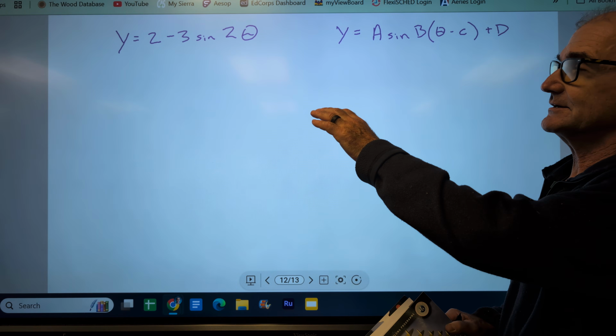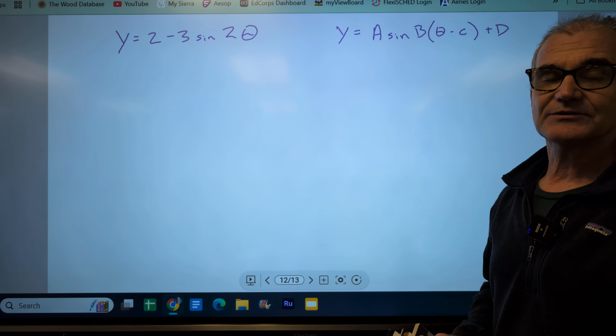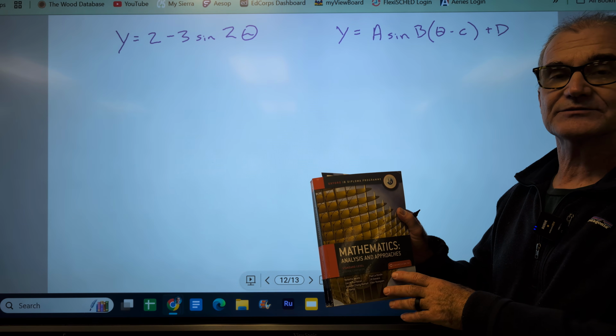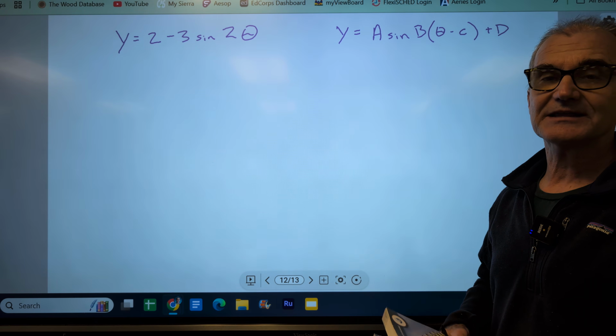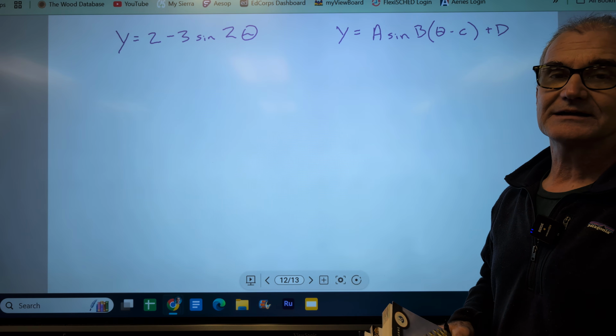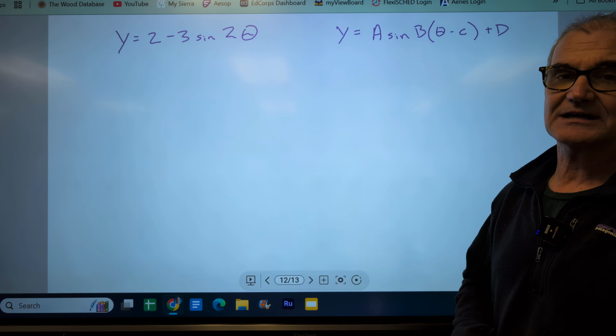Today we're going to look at graphing a sine curve. It's for our IB class that uses this Oxford text. This is IB Math SL AA, and I'll have a full playlist for this class as well.